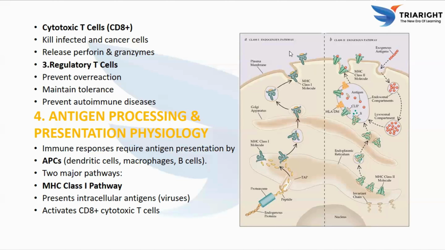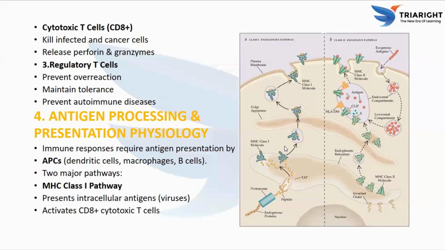So the class 1 endogenous pathway. There are endogenous proteins. These are from viruses or abnormal cells. These are broken down by the proteasome. The proteasome is a protein shredder. The resulting peptides move into the endoplasmic reticulum through a TAP transporter.